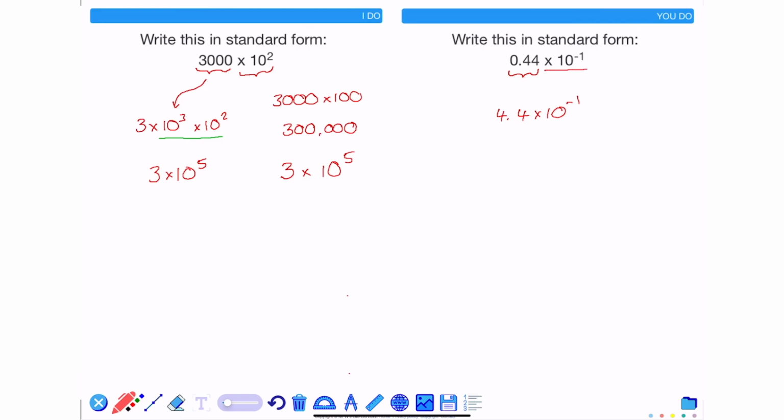Now adding on the last part of the problem, which was times 10 to the power negative 1, and remembering that when I have two terms being multiplied together with the same base number, I add their indices, the answer will be 4.4 times 10 to the power of negative 1 add negative 1, which is negative 2. This number has now been written in the correct format for standard form.